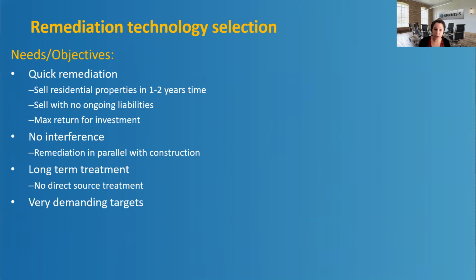There was, of course, a need to have a long-term treatment, even if there hasn't been a direct treatment of the source. And most of all, we had very demanding targets at the site boundaries. For example, for vinyl chloride, we had to reach 0.5 micrograms per liter.